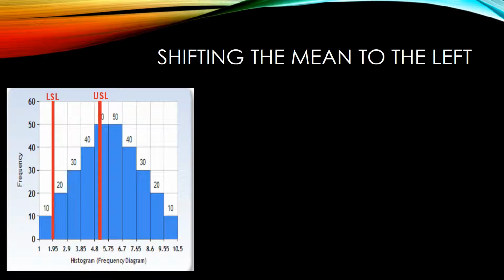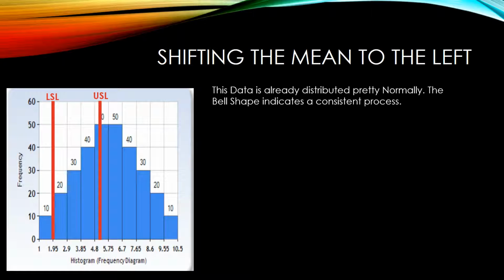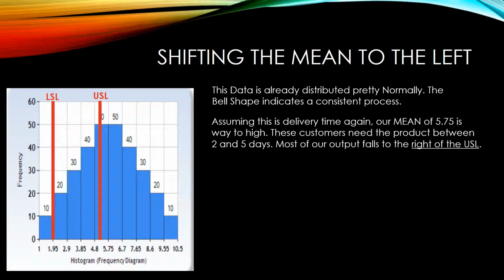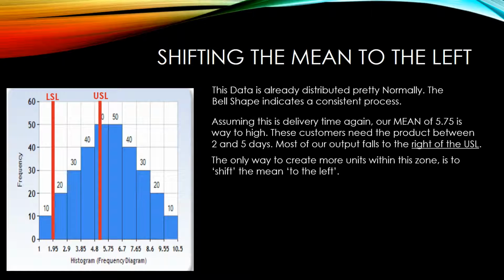Quite the opposite on the next slide here, shifting the mean to the left. This data is also very normal. It has a nice bell-shaped curve to it. And again, assuming that this is delivery time, our mean of 5.75 is way too high because these customers need that product between 2 and 5 days, and most of our output is falling to the right of that USL. So the only way to create more units within that Goldilocks zone is to shift the mean to the left.